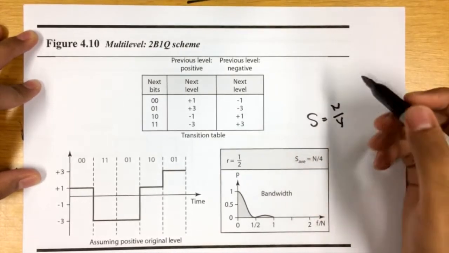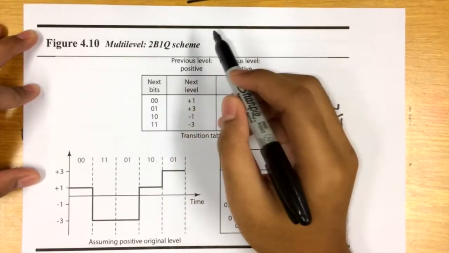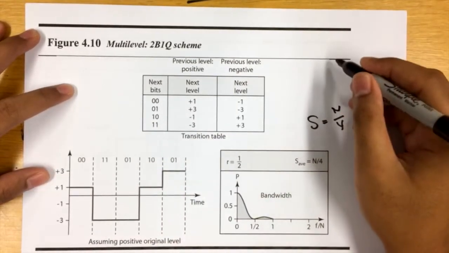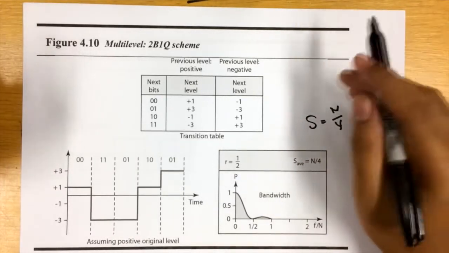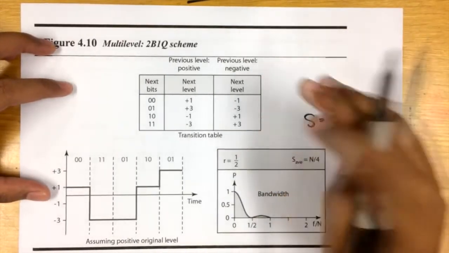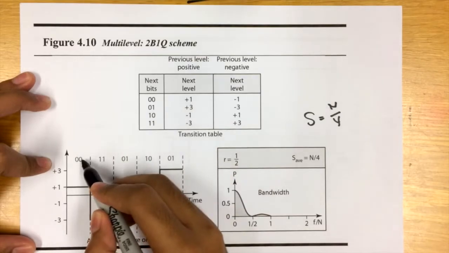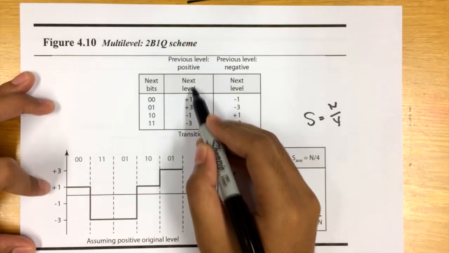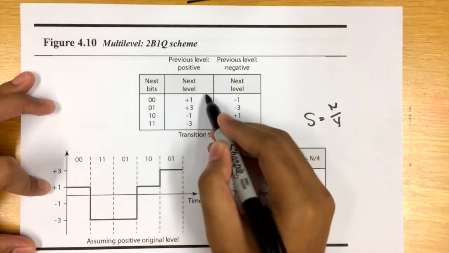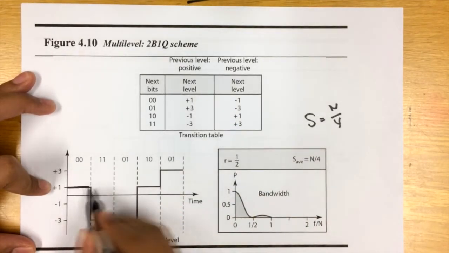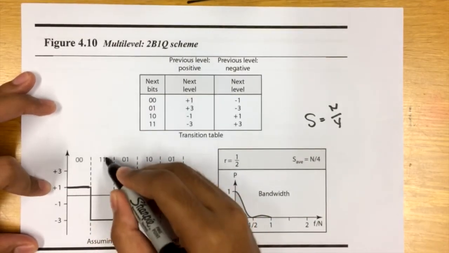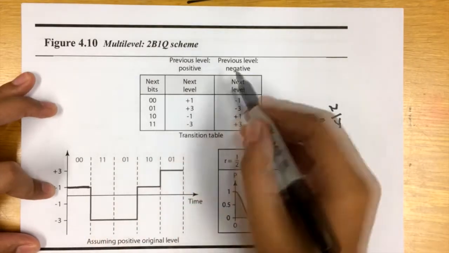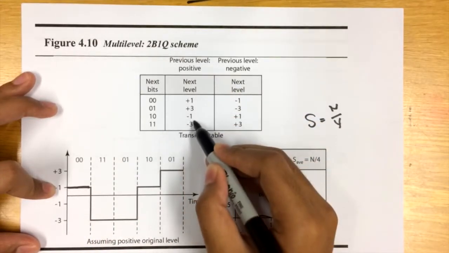Okay, this means that using 2B1Q, we can send the data 2 times faster than using NRZ-L. However, 2B1Q uses 4 different signal levels. For the first bits 0, 0, we see the next level, which is positive 1, and then we go to positive 1. Then for the next bits 1, 1, the previous level is positive, so the next one will become negative 3.